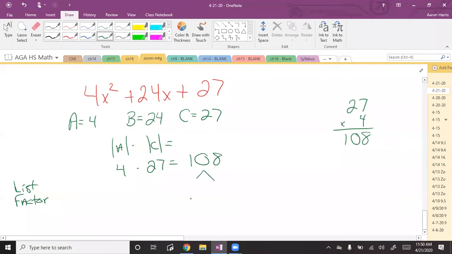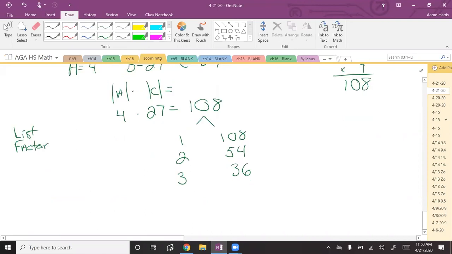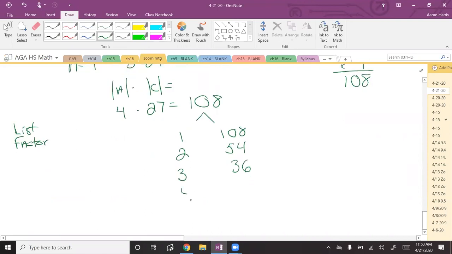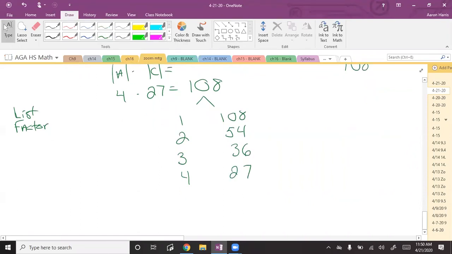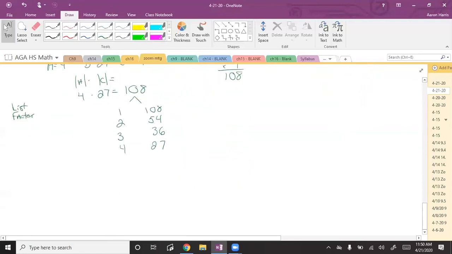So what do we get? 1 and 108. I don't know the factors of this. 2 and 54. Oh, hey, I just had that. 3, and yeah, I don't know any of these. And then I know that one. 4 and 27. Keep going. 5. Is there 5? 5 doesn't work. Does 6 work? Yes. Let me see.